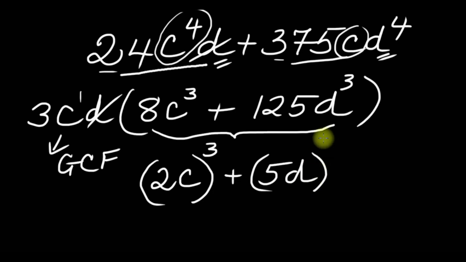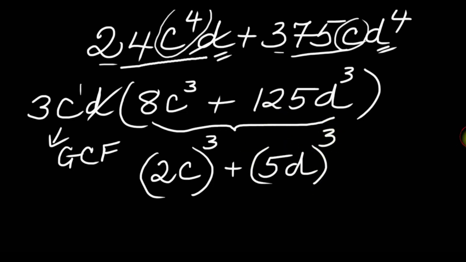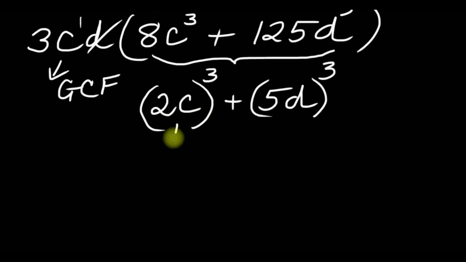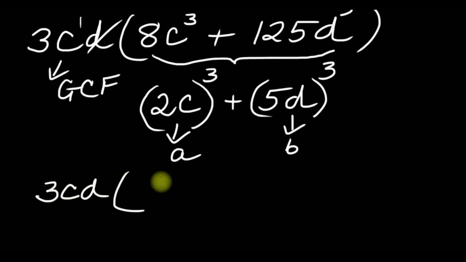And then if we were to cube it, we get 125D cubed. So yes, we can keep on going, knowing that now this is going to be your A. This is your B. So we can just plug those in. So I'm going to bring down the 3CD because that's the greatest common factor. And then it's going to be A plus B. So that's 2C plus 5D.